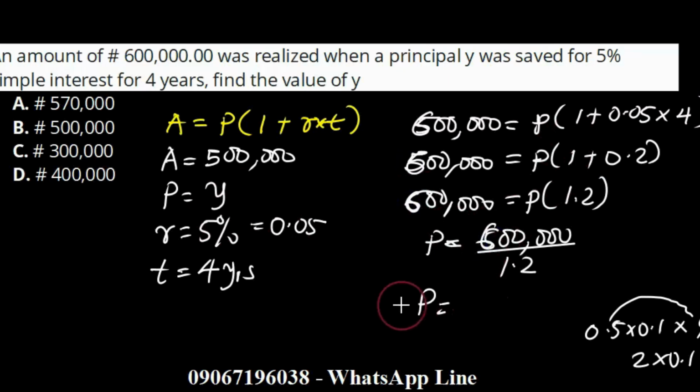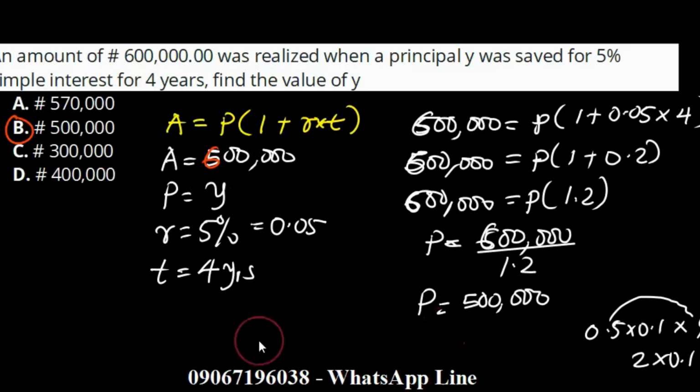So if I divide that, the answer is going to be B, which is 500,000. So that's my answer to the question. It is option B, take note of that. So A here is not 600,000. So that's how to solve that question.